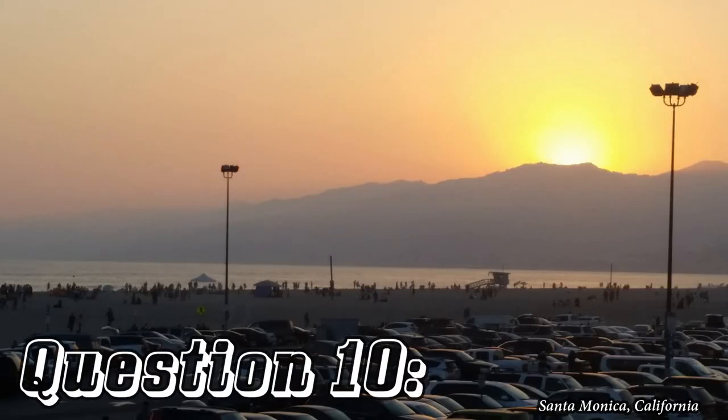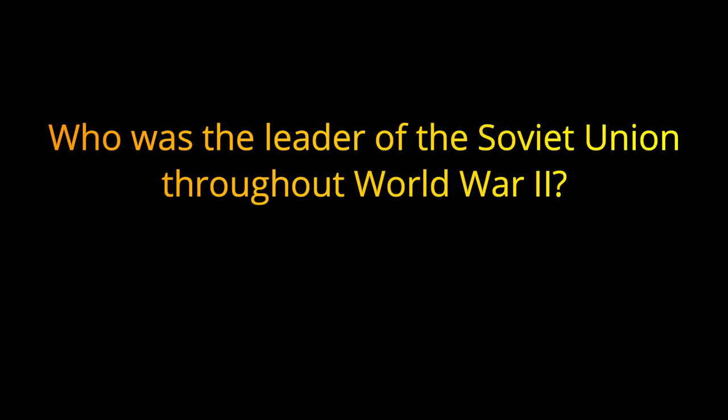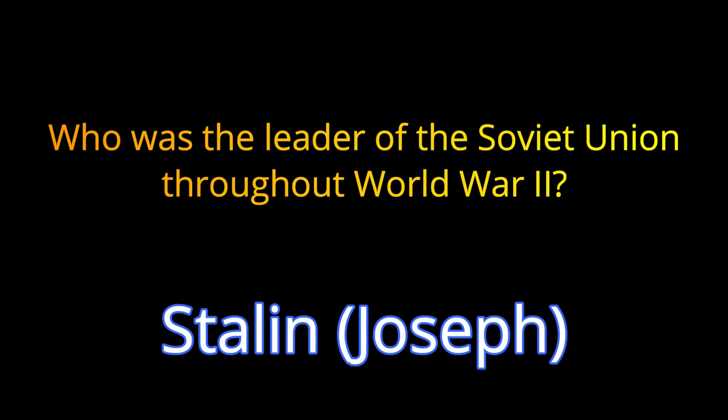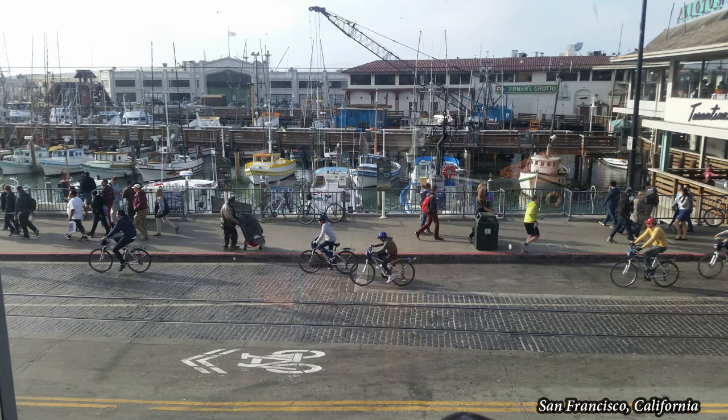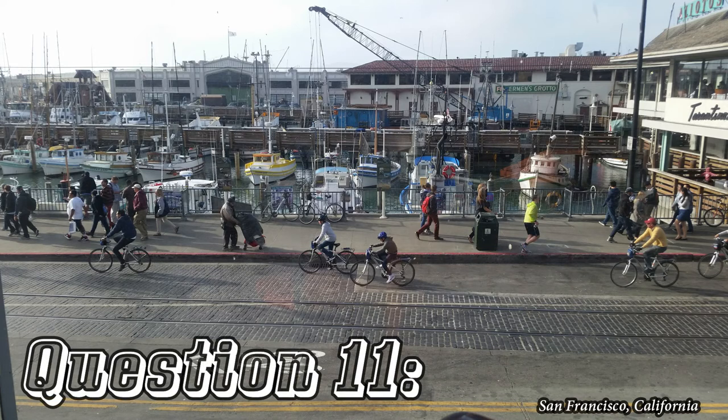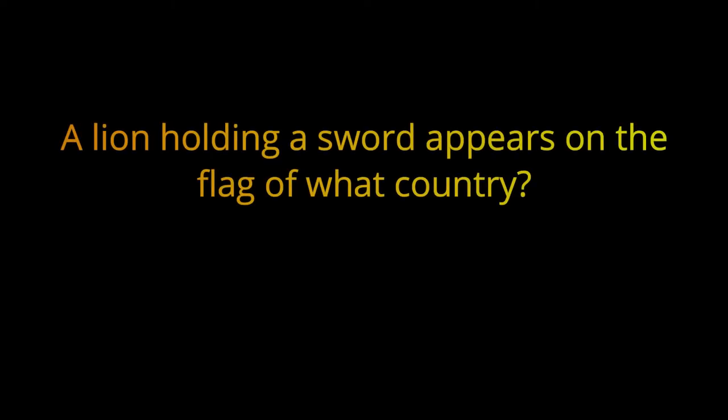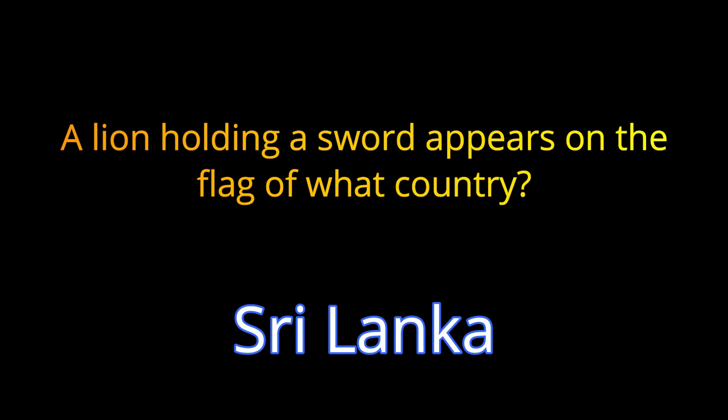Question number 10. Who was the leader of the Soviet Union throughout World War II? The answer is Joseph Stalin. Question 11. A lion holding a sword appears on the flag of what country? The answer is Sri Lanka.